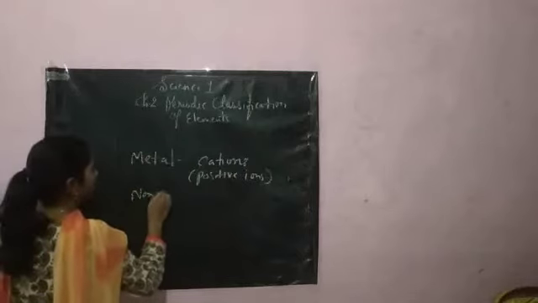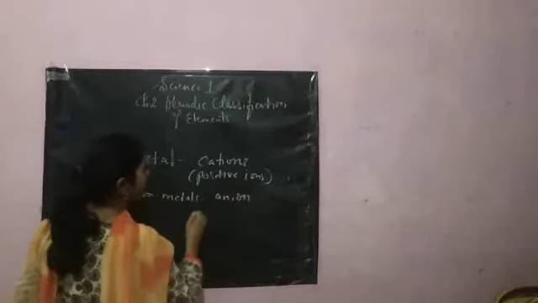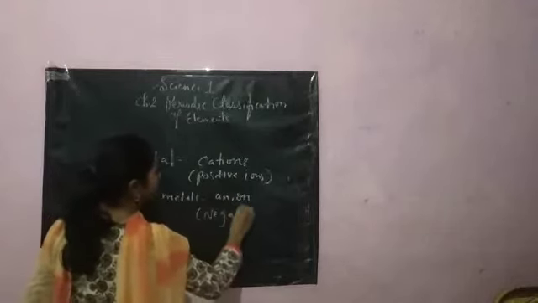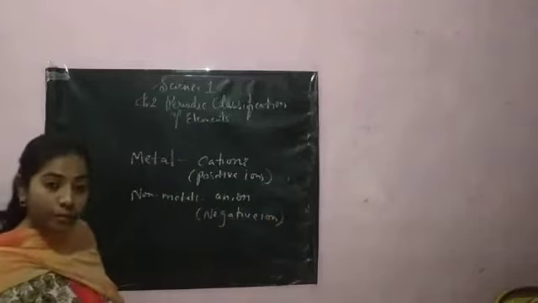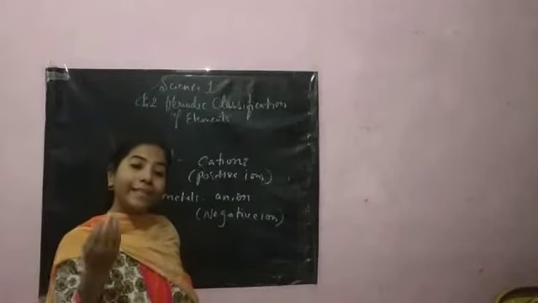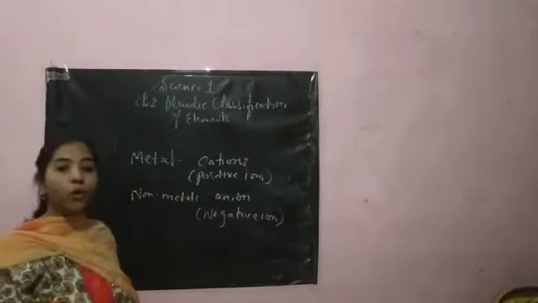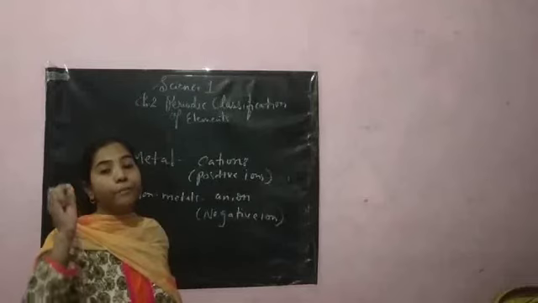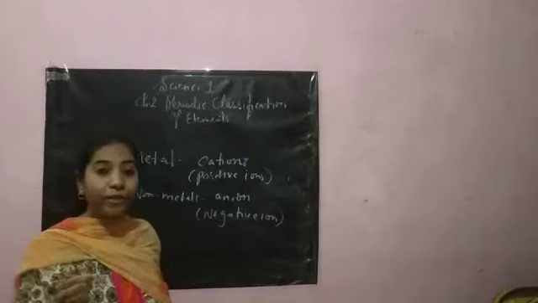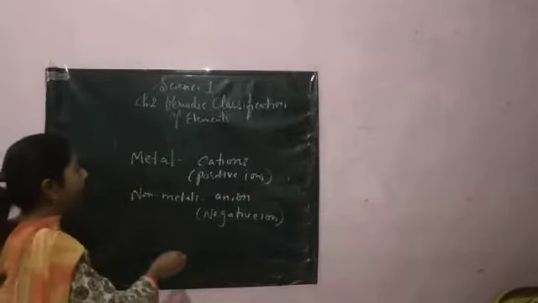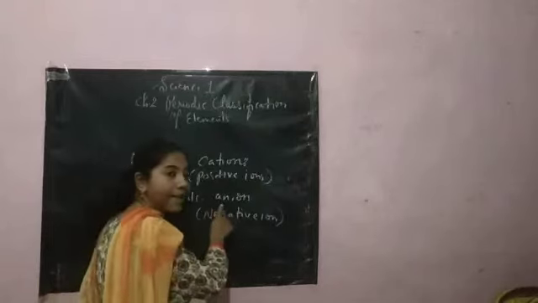And then non-metals. Non-metals will form anions. Anions are the negative ions. And how are these negative ions formed? These are formed because the non-metals have the tendency to accept or gain electrons. And because of this, the number of protons and electrons will not remain the same. The number of electrons will increase, the negative charge on that atom will increase, and because of that the atom will carry a negative charge, a negative ion will be formed, and that will be known as an anion.